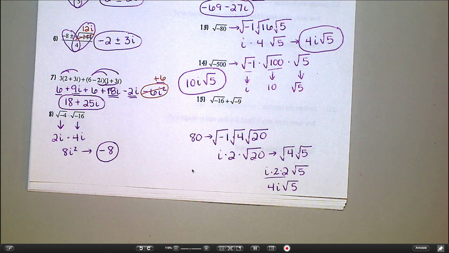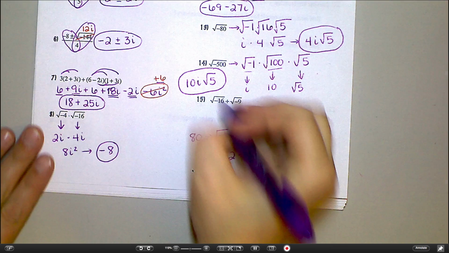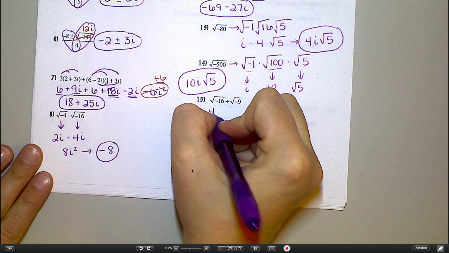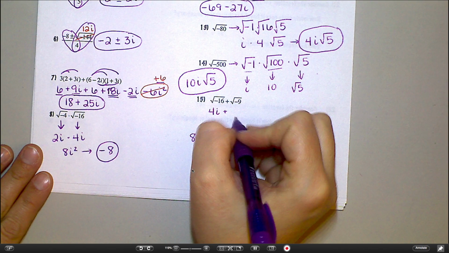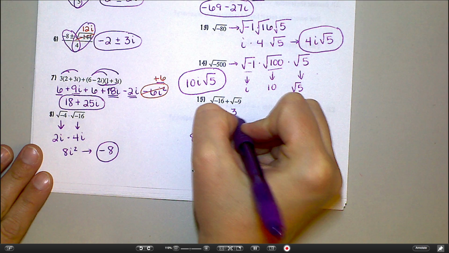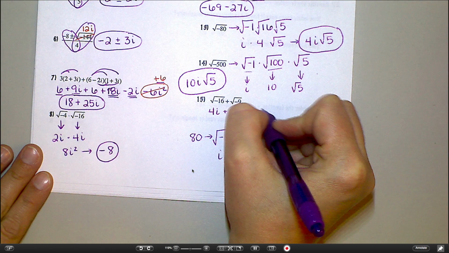All right, one more on this page. So this one is basic again, just like number 1 and 2. Square root of negative 16 we would say is 4i. Square root of negative 9 is 3i. And then add them together and I get 7i.